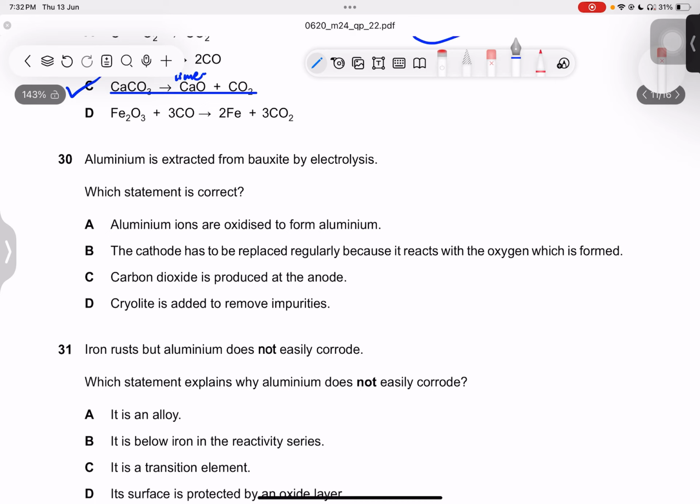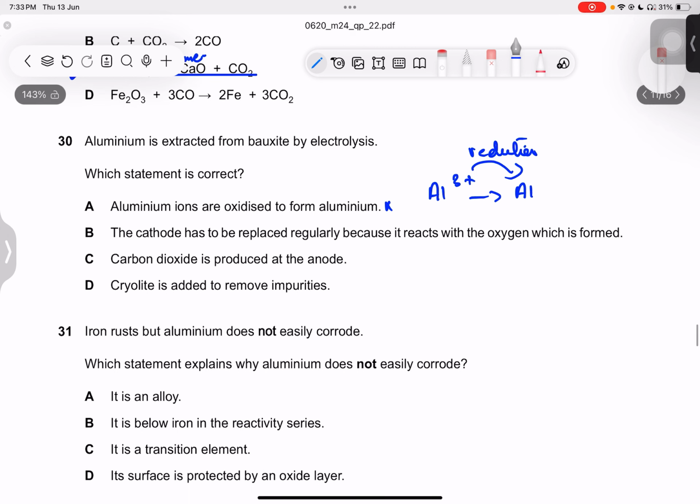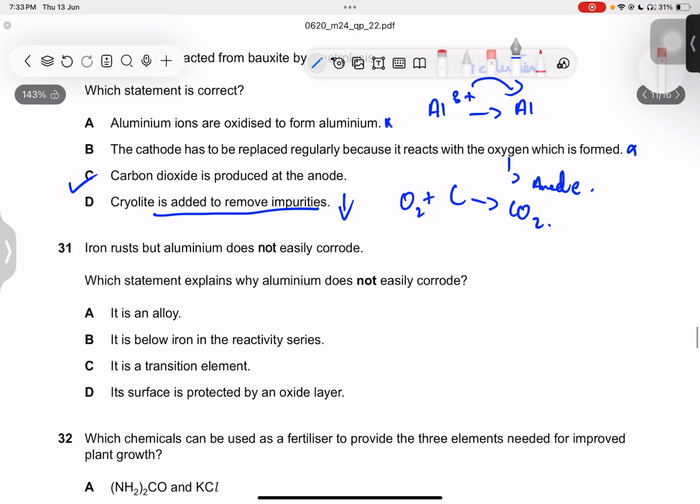Aluminum is extracted from bauxite by electrolysis. Aluminum ions are oxidized to form aluminum. No, aluminum ions are 3+ and they are turned to 0, so this is in fact reduction. The cathode has to be replaced regularly because it reacts with the oxygen which is formed. No, the oxygen is formed at the anode, where it reacts with the carbon. So carbon dioxide is produced at the anode, yes, because oxygen reacts with the carbon electrode to form carbon dioxide. Cryolite is added to lower the melting point of aluminum oxide.